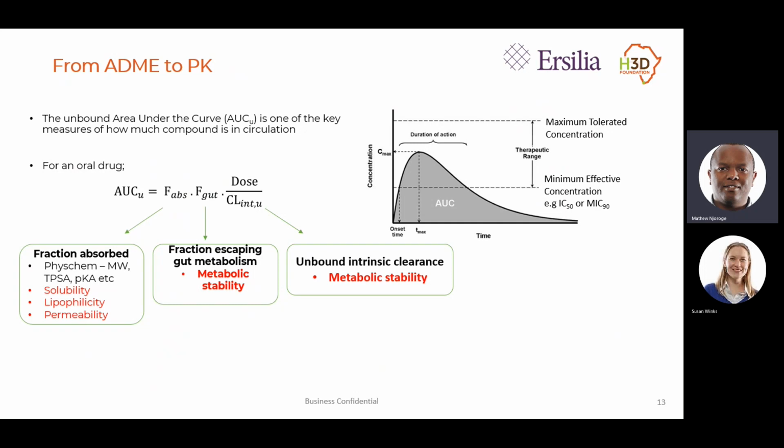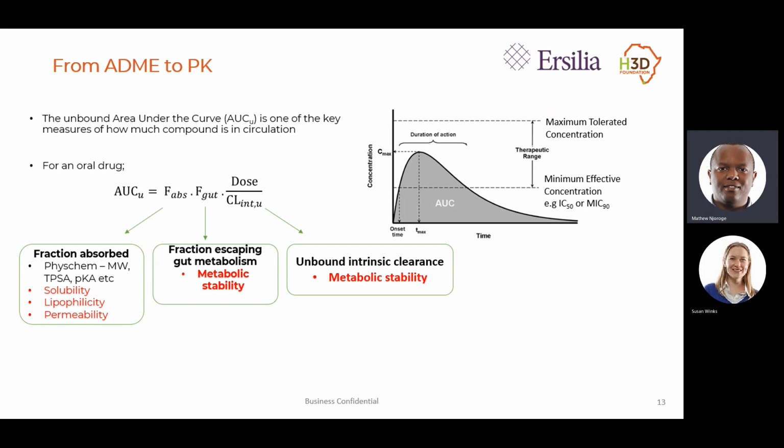The equation is the area under the curve, which Lizon is about to speak about, and it is a product of how much of my compound is going to get absorbed. How much gets absorbed depends on the physicochemical properties of the compound: solubility, lipophilicity, permeability, ionization, and things like that. It also depends on how much of the compound is metabolized within the gut. There are ways to measure that much later in drug discovery, but early on, the best surrogate tends to be the metabolic stability of the compound.